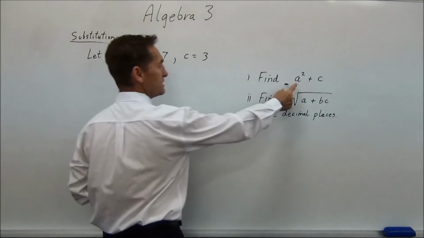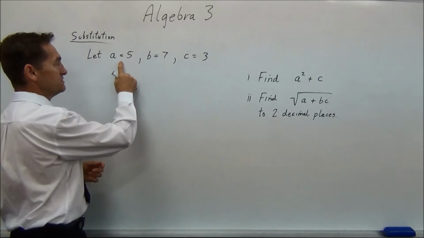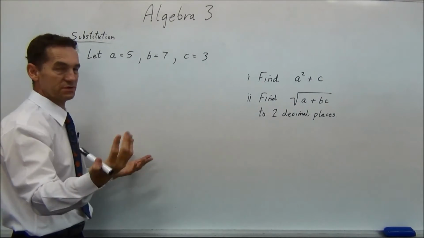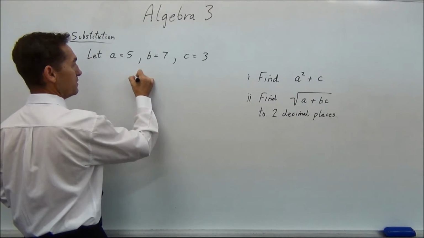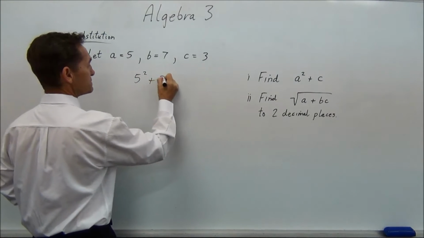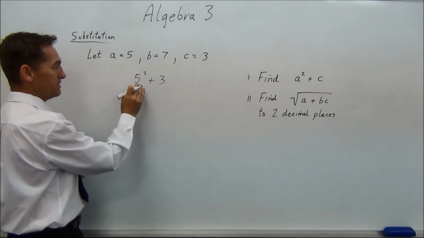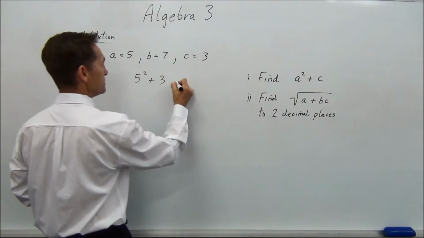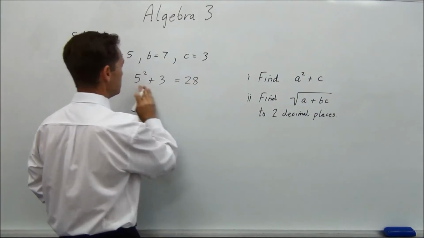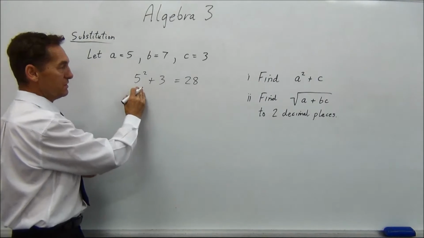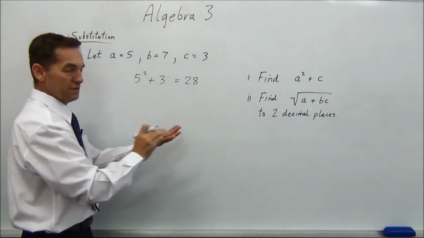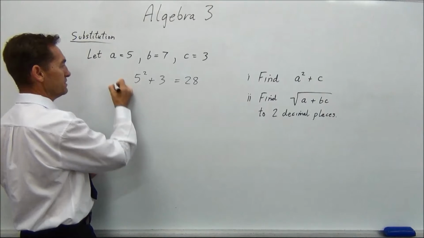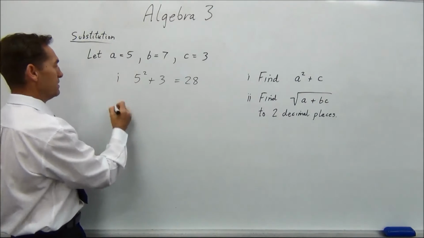So let's do the first one, a squared plus c. So you're just going to use a and c. You don't worry about b because it's not in the question. So you're just going to go 5 squared plus 3. Punch that in your calculator, 25 plus 3 equals 28. You don't need to do that in your working. You can just punch that in your calculator if you can do it right and go equals 28. So that would be your answer for 1.